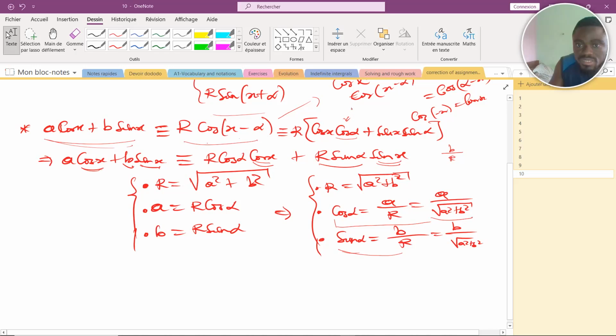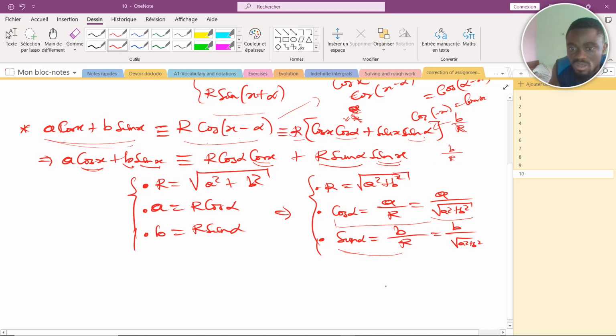So if we replace this by B over R, and this sine alpha by what? Our cos alpha is A over R, and our sine alpha is what? B over R. What do you notice? This R will cancel this R. Is that okay? This R will go with this R, and this R will also go with this R.